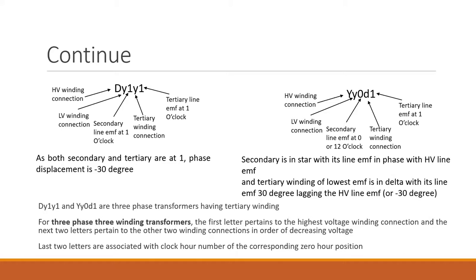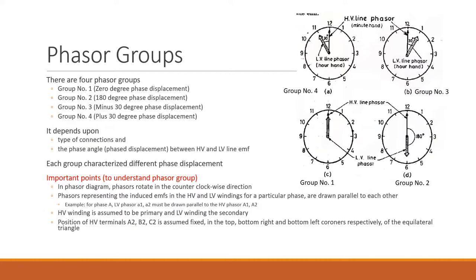The last two letters are associated with the clock hour number of the corresponding 0 hour position. Now let us talk about the phasor groups. There are 4 phasor groups available, called group number 1, 2, 3 and 4. Group number 1 talks about 0 degree phase displacement. Here you could see the phase displacement between HV and LV is 0, when both are in the same phase.